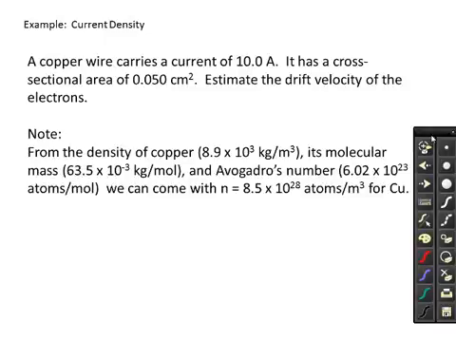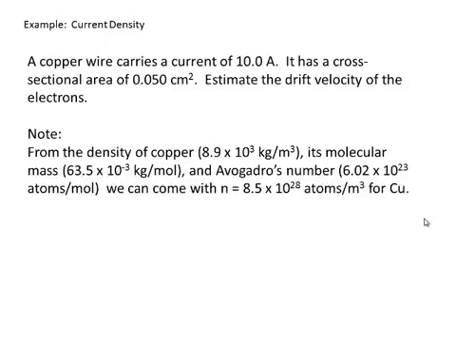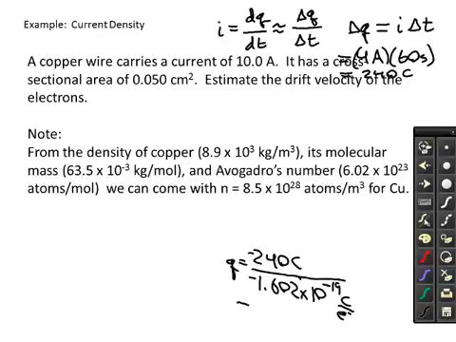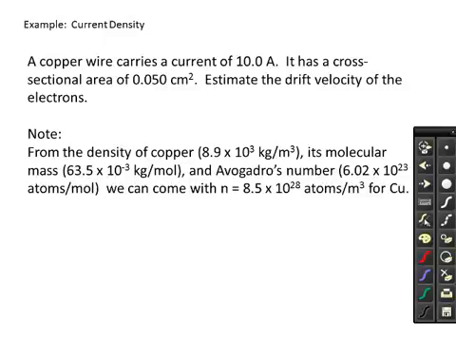Ooh, this is a current density example. It says a copper wire carries a current of 10 amps and has a cross-sectional area of 0.050 square centimeters. Estimate the drift velocity of the electrons. Okay. Whoops, let's get rid of that. There we go. So they're telling us the current. They tell us the cross-sectional area.